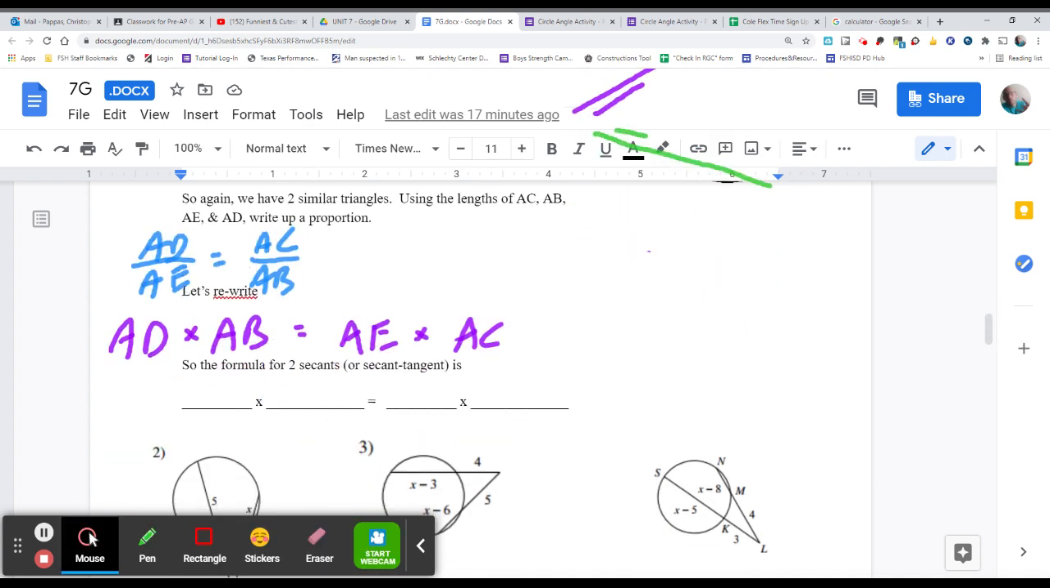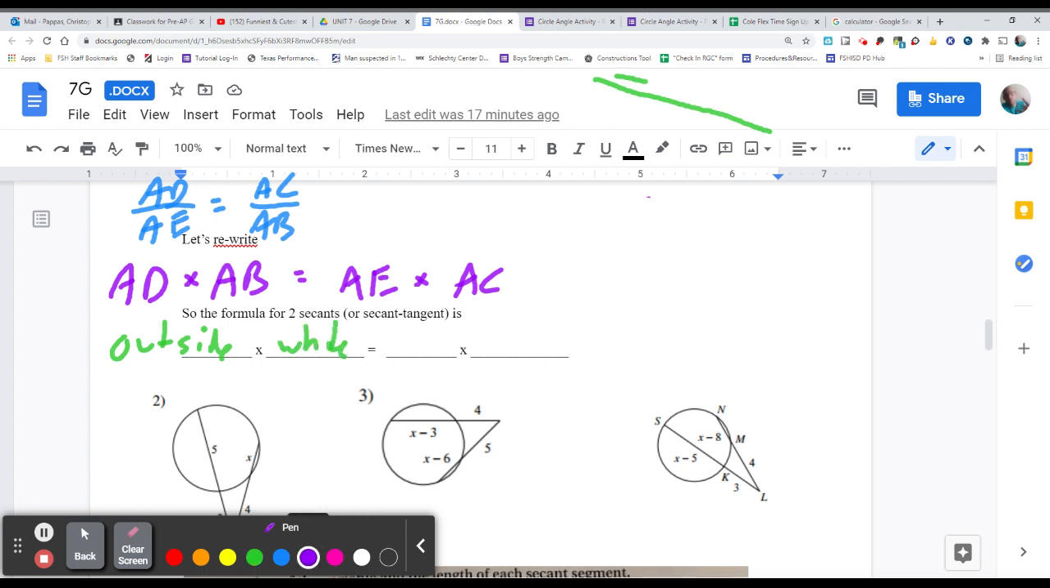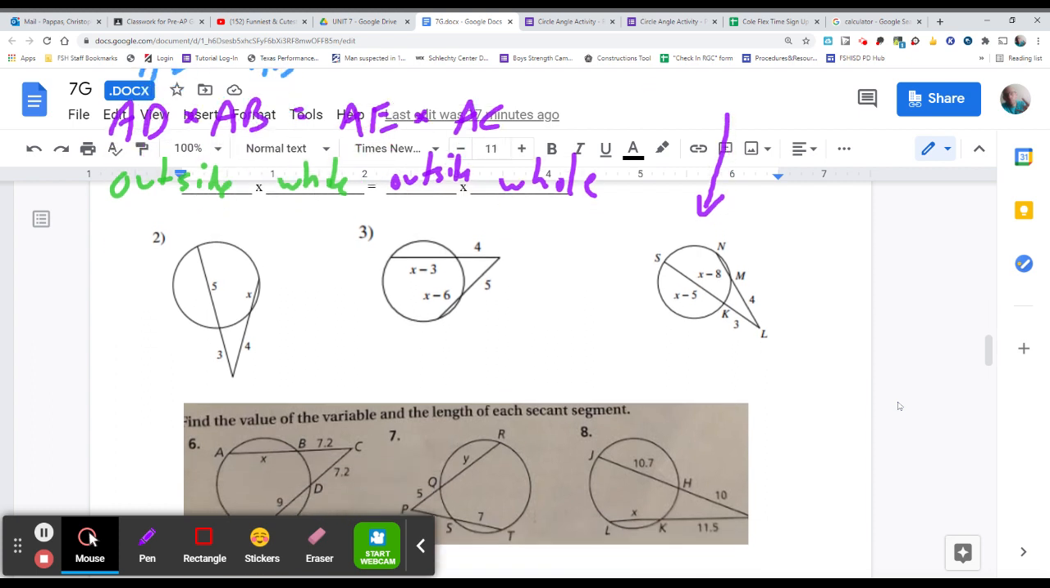So the formula is for two secants, okay? And I'm going to do this in color code here. So outside part times the whole thing of one is going to be equal to the outside part times the whole thing of another. Okay? Outside times whole equals outside times whole. All right, so what does that mean? Let's look at one, and you know what? Let's look at this one over here because this is sort of the hardest one, I think. So let's look at that here.